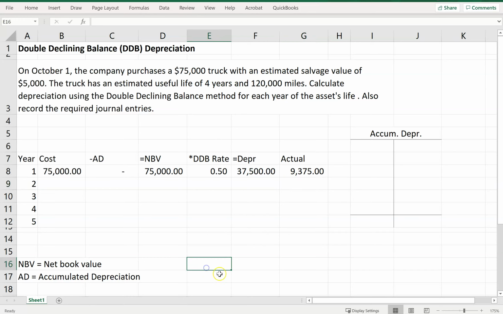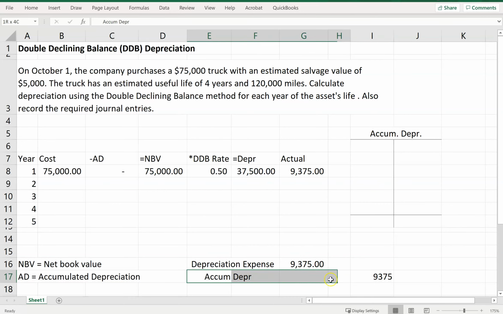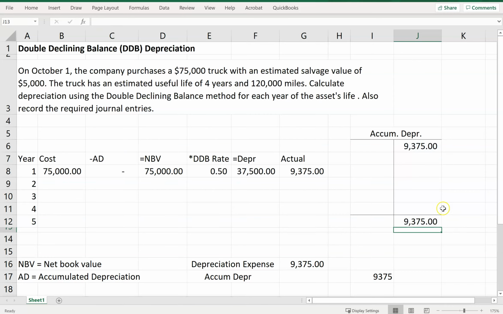If we do the journal entry for that, it's going to be a debit to depreciation expense and a credit to accumulated depreciation, for $9,375 and $9,375. Put that over here. Because we're crediting accumulated depreciation for $9,375, that's what's going to go here into our T account. I'm going to do a total so we can keep a running total of how much we have accumulated.